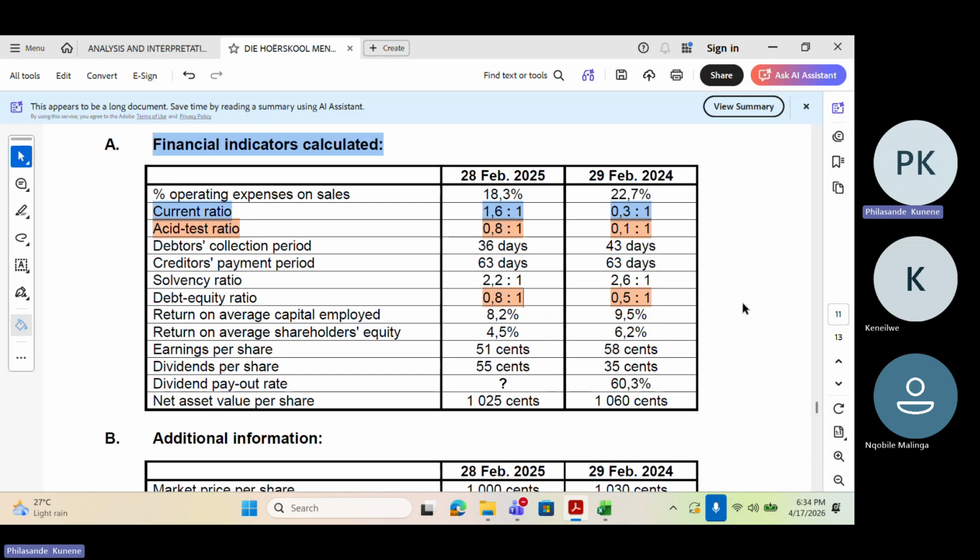Are we happy about a debt equity ratio if it moves like this or not? Yes. Why are we saying we're happy? It improved from 0.5 to 0.8. Okay, why are we saying it improved? Because it went higher. It's closer to being 1-to-1. I understand that, but what does it actually mean?